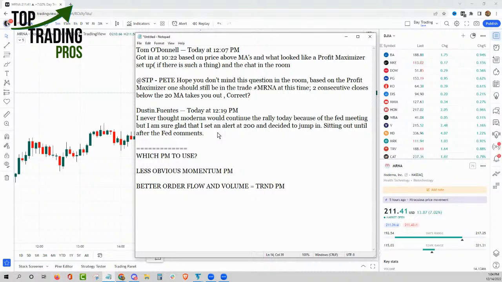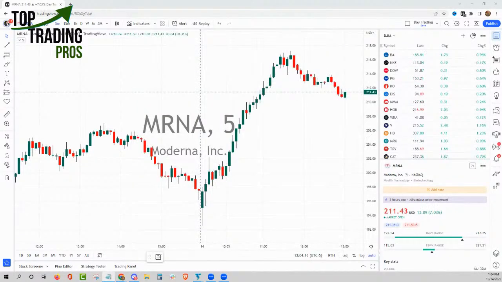So we need to be very clear about that because the one that we're using is going to be dictated by the quality of the idea. And obviously, Moderna has fantastic order flow at this particular moment, okay, especially the last couple of days.